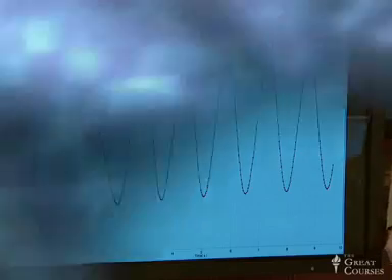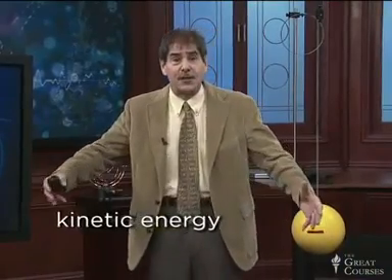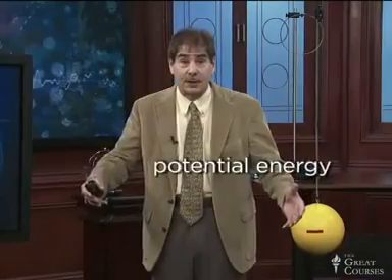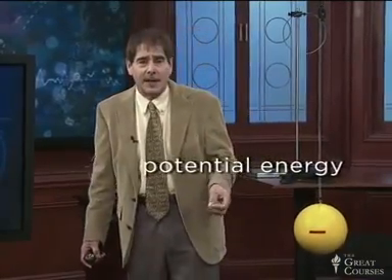Well, simple harmonic motion in a mass spring system clearly involves energy. There's energy of the mass as it moves, that's kinetic energy. There's energy of the stretched spring, that's potential energy. We've already seen, in fact, that energy is interchanged continually between kinetic and potential energy in a mass spring system. But now we're focusing on that in the context of simple harmonic motion.